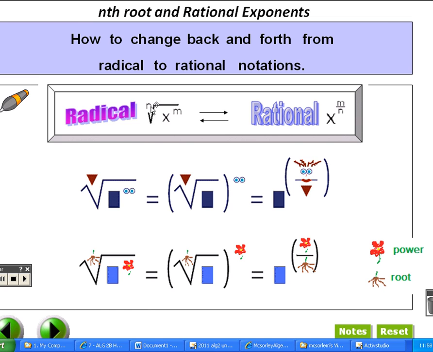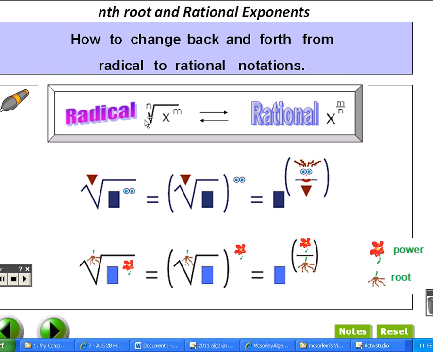But it could be a square root, a cube root, a fifth root, or a 10th root. Now this number right here, the index, is what tells us what kind of root it is. If there is no number there, then we assume it's a square root. If there's a 3, it's a cube root, a 4, a fourth root. But if there's nothing there, we need to know that really there's a 2 inside that index.